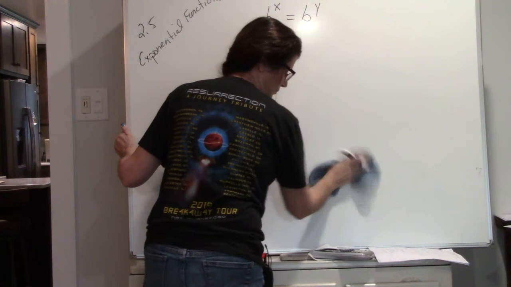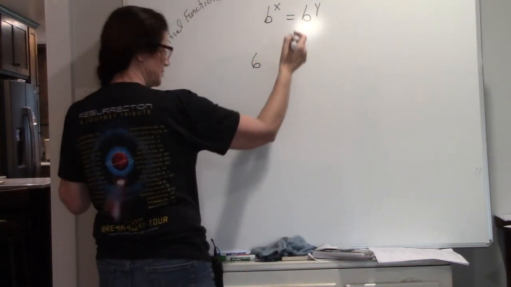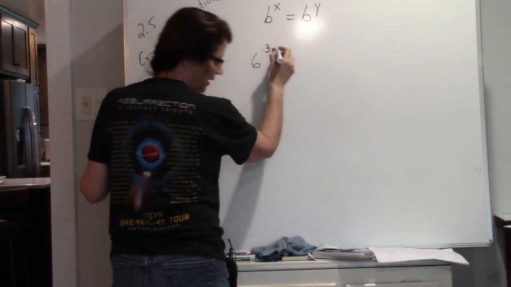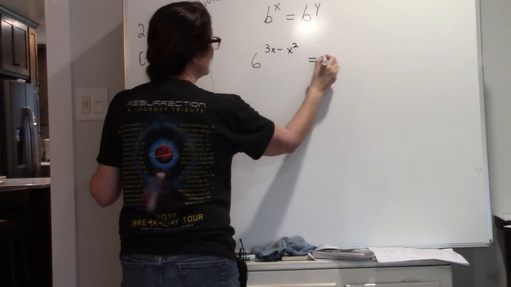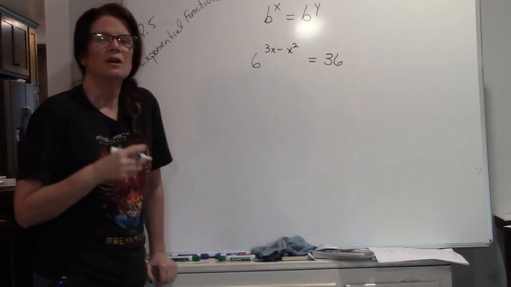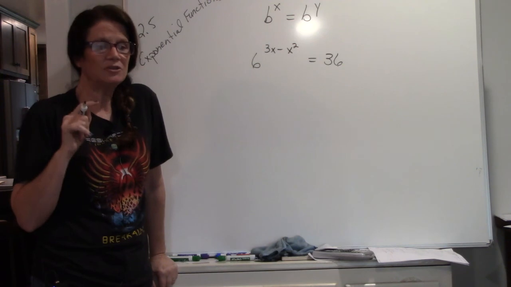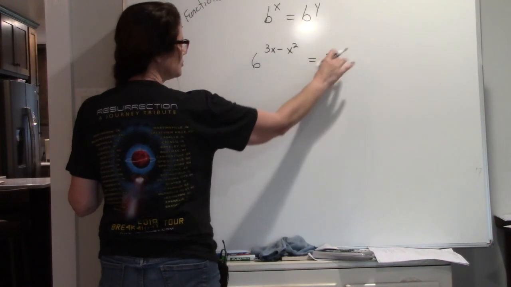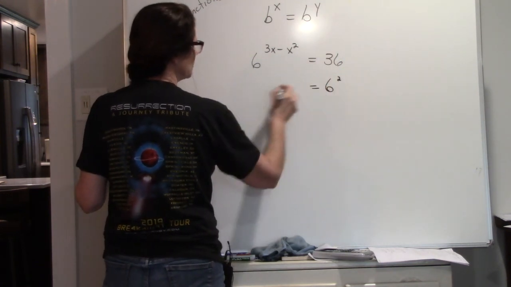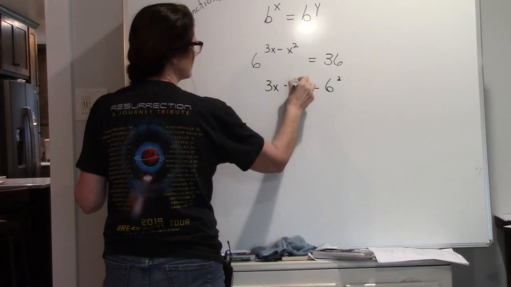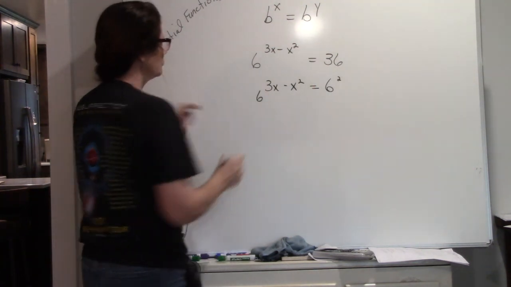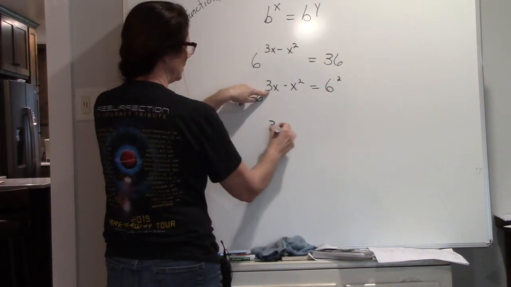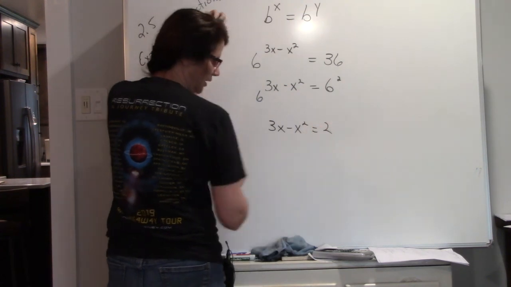Let me give you another example. If I had 6 raised to the 3x minus x squared equals 36. Now, with this one, my bases aren't the same, but I can change it so that my bases are the same. If I want my base to be 6, this 36 can be rewritten as 6 squared. So now my bases are the same. As soon as my bases are the same, I can set my exponents equal to each other.